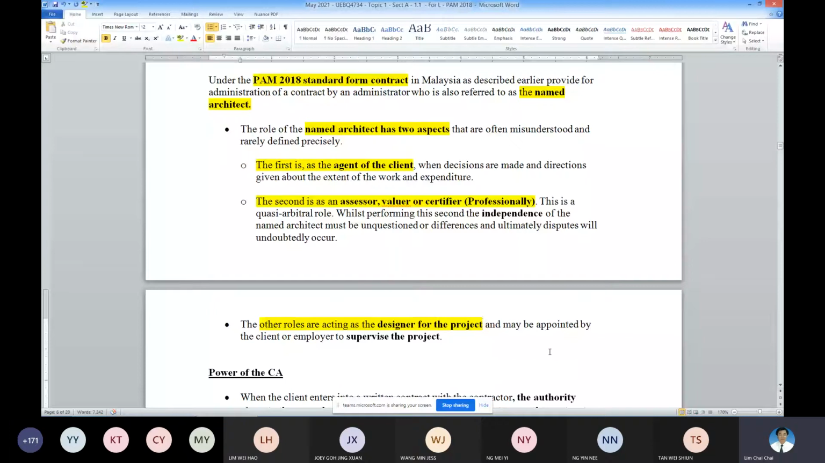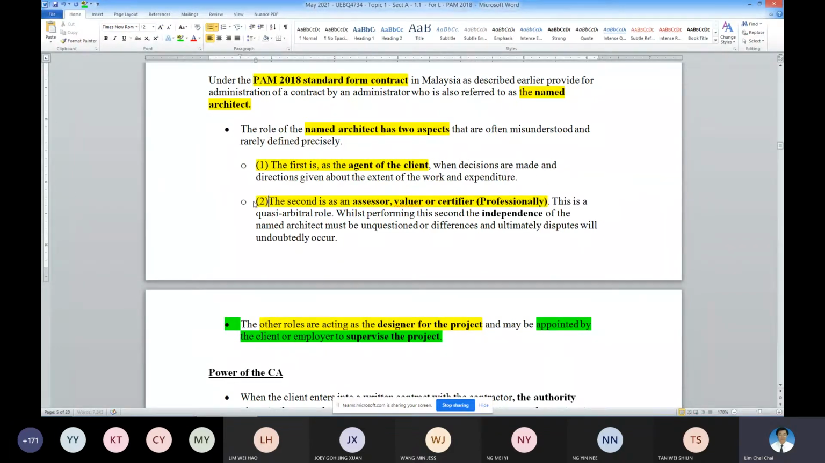This is head number 1. Okay. This head number 2. This head number 3. And this is head number 4. So architect is wearing 4 hats in our traditional so-called procurement approach.